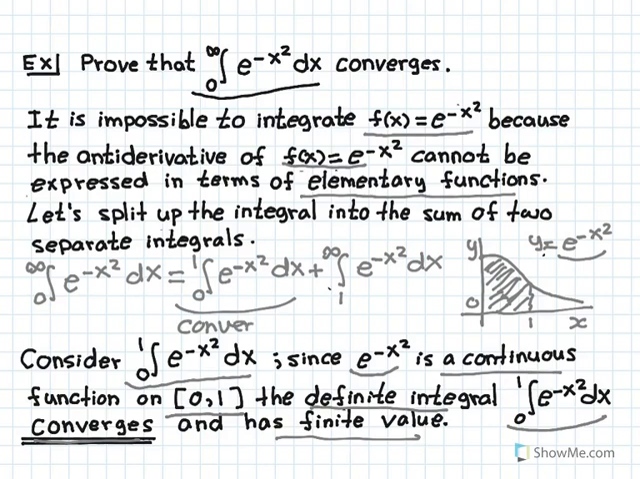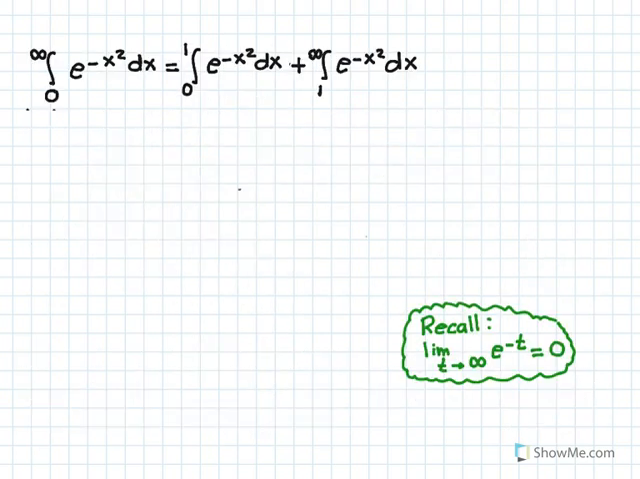So it remains to prove that the second integral converges. We have to show that. All right, so let's do that. We have the integral from 0 to infinity of e to the minus x squared dx, which is equal to the integral from 0 to 1 of e to the minus x squared dx plus the integral from 1 to infinity of e to the minus x squared dx. And in the last page, we showed that the first integral, this definite integral, converges. And our goal now is to prove that the second integral converges.